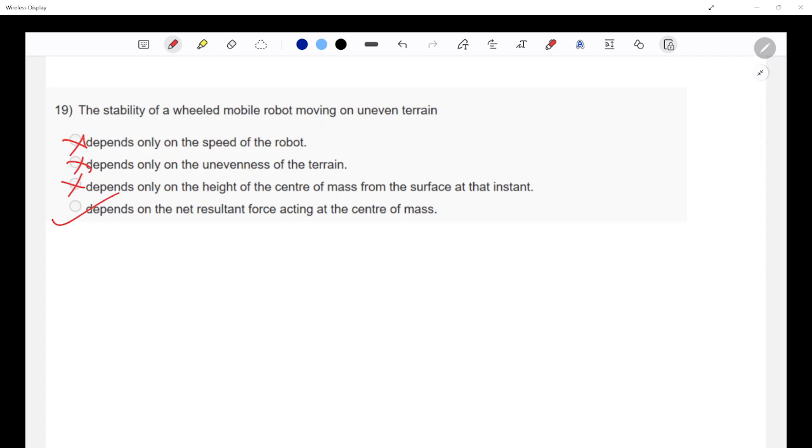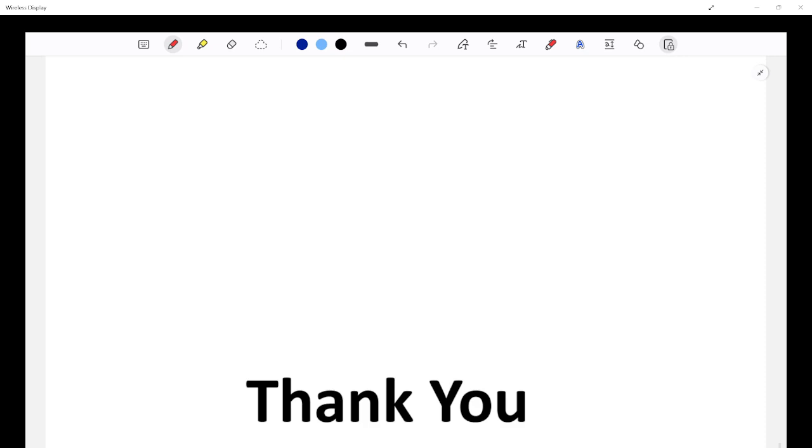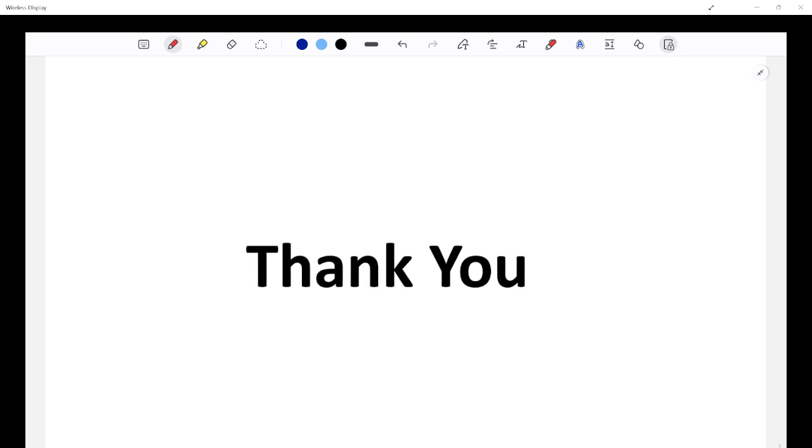So when we talk about stability, we have to think about the center of mass, the resultant force, and the support polygon. So a robot stays stable if the combined forces acting on its center of mass keep it balanced over its base. If it tips, it is not. Okay. And with this, we come to the end of the lecture today.